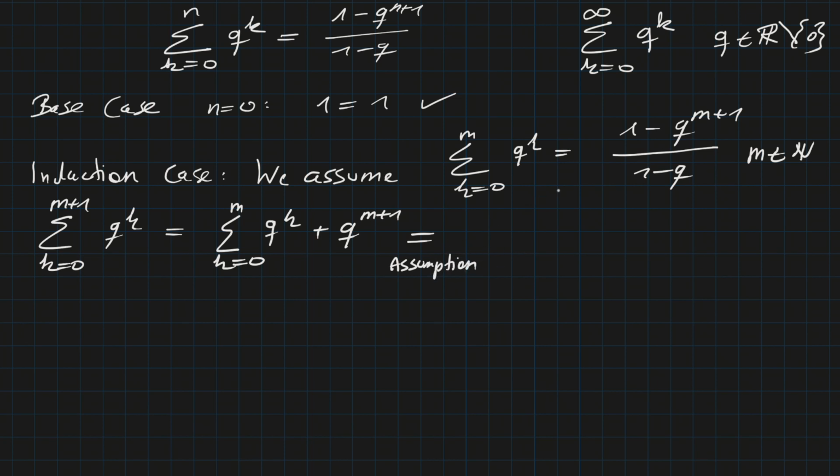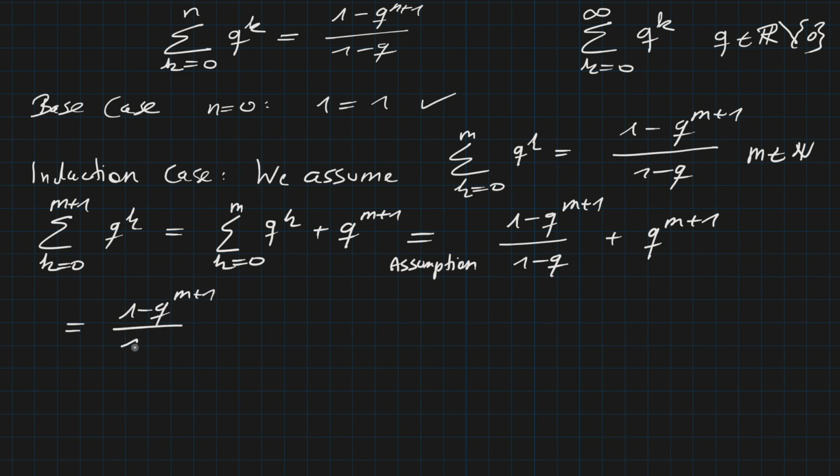meaning we can apply the formula exactly on the first term here, so that we get 1 minus q to the power of m plus 1 over 1 minus q, and now plus, this term is still there, so we have plus q to the power of m plus 1. And now we need to further simplify the terms, so we have 1 minus q to the power of m plus 1 over 1 minus q plus q to the power of m plus 1 times 1 minus q over 1 minus q, just extending by 1 minus q. So we have the same denominator on both terms.